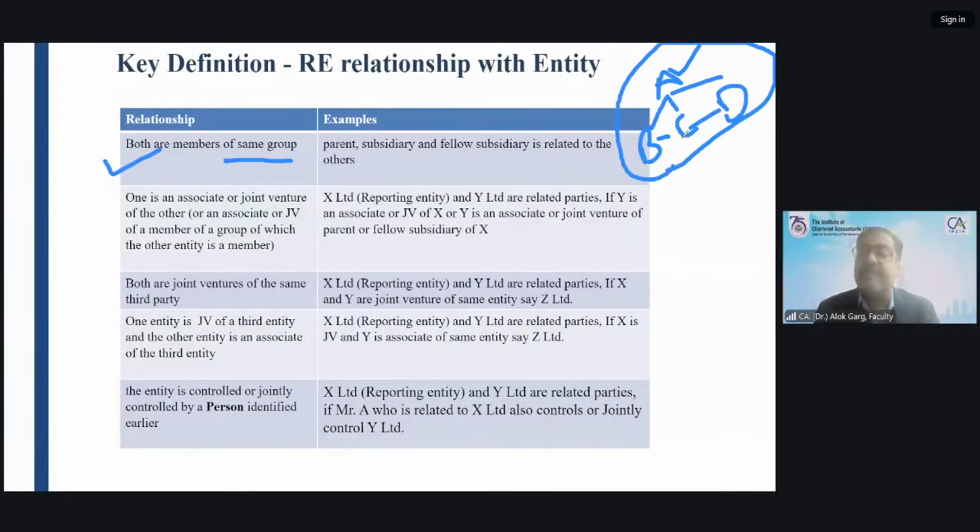So parent, subsidiary, and fellow subsidiary are related parties of an entity. If the reporting entity is A, of course all these subsidiaries are related parties. If the reporting entity is B, of course A is a related party. A is a parent. In the books of B, who are the related parties? A, being a parent, is a related party. C and D are also related parties. Why? Because they are fellow subsidiaries.